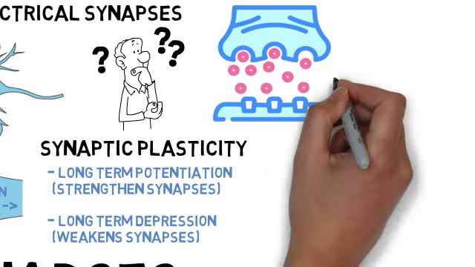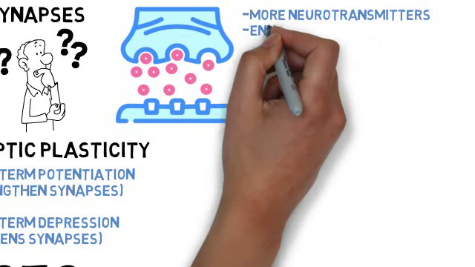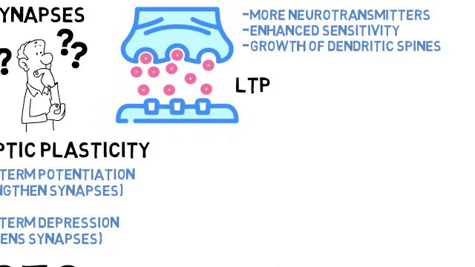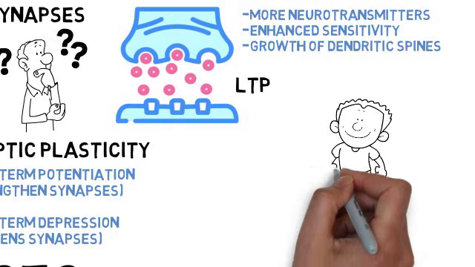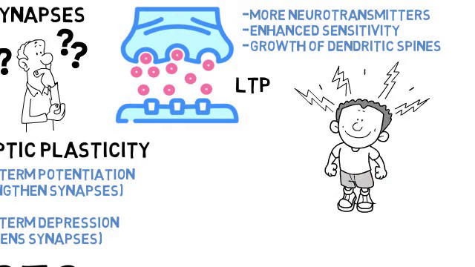LTP occurs when synapses are repeatedly activated. This repeated activity strengthens the connections between neurons. On a molecular level, LTP involves increased release of neurotransmitters from the presynaptic neuron, enhanced sensitivity of the postsynaptic receptors, and growth of new dendritic spines, which are small protrusions on the dendrites where synapses form. These changes all make it easier for the signal to pass through the synapse, effectively making the connection stronger.